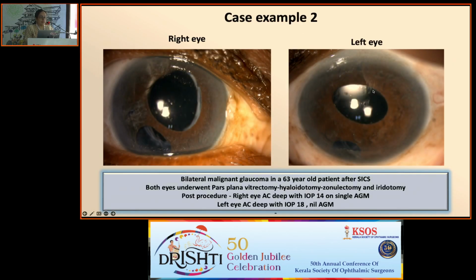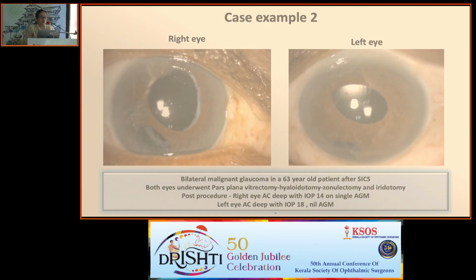This is a bilateral malignant glaucoma. This is a post-op picture. The patient underwent surgery in both eyes. Post SICS, the patient developed malignant glaucoma. And post-procedure, the right eye AC is deep. Patient IOP is 14 and not on a single AGM. Left eye AC is deep. IOP is 18, not on any anti-glaucoma medication.